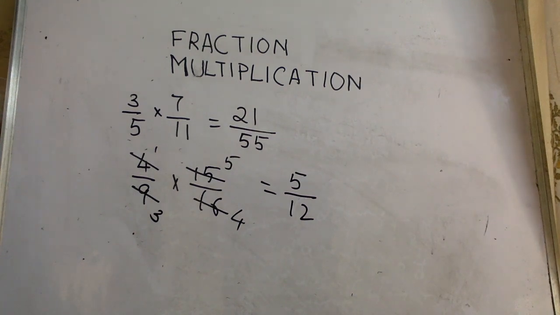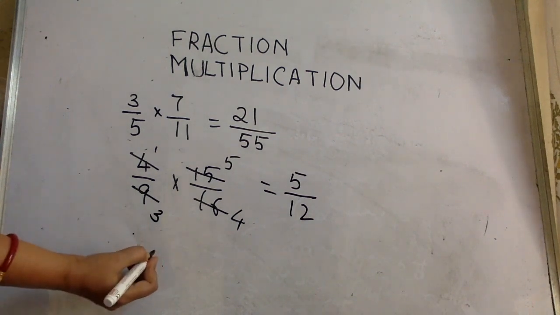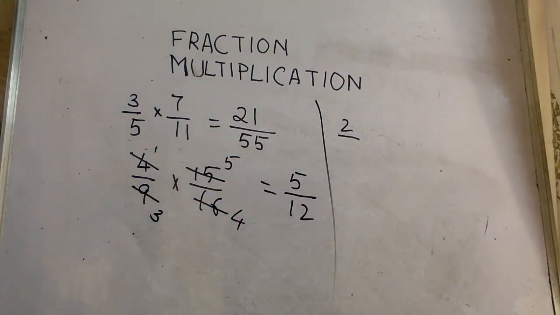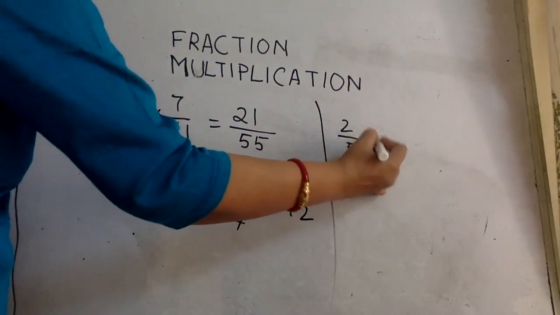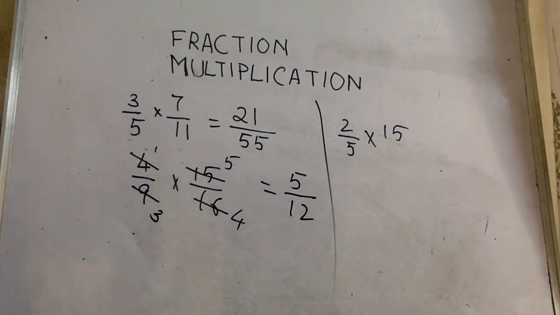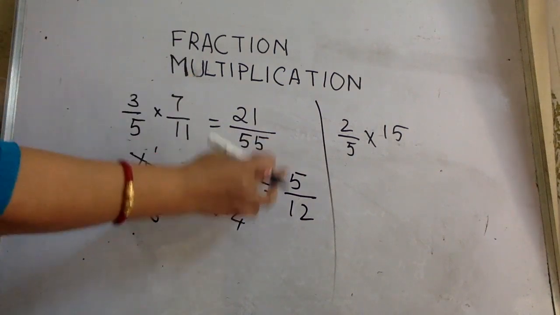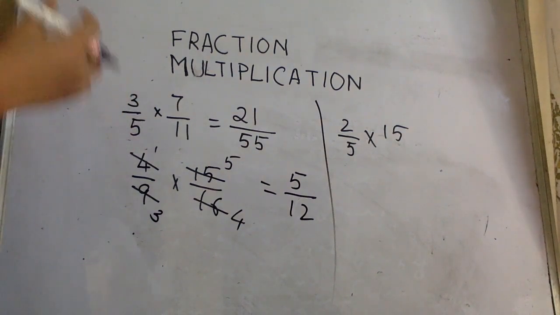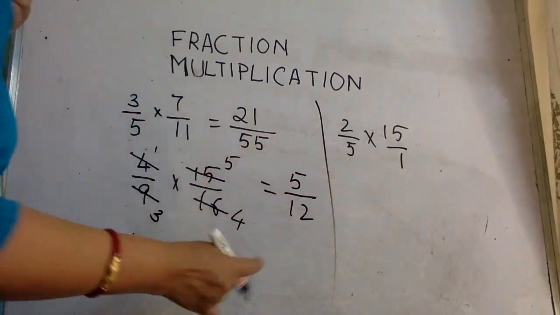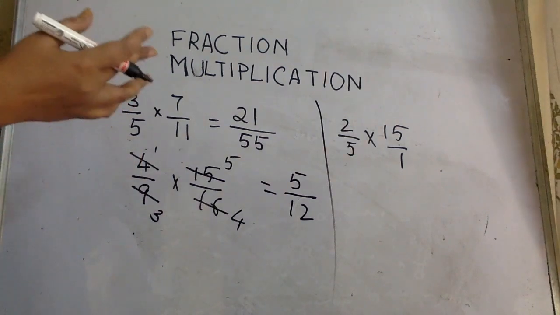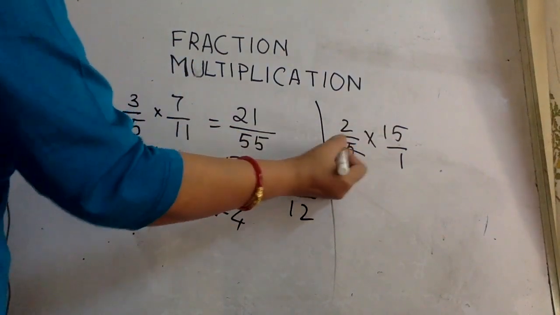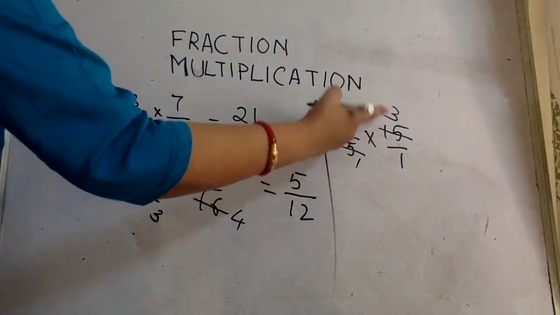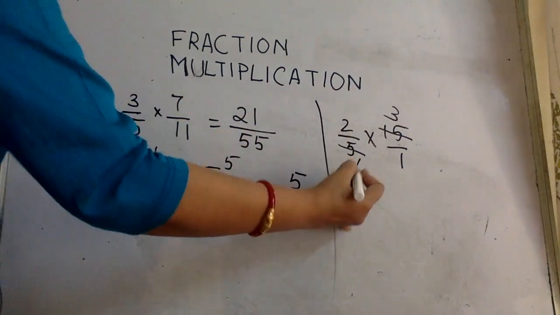Let me take up another one. Let's take 2 by 5 into 15. Now nothing to worry about in this sum. If you see this 15, it looks like it doesn't have a denominator. Of course, it has a denominator, that is a 1. If you want to put it, you put it. Even if you don't put it, nobody can mark you wrong. Now here 5 and 15 have a common factor. I have cancelled with a 5: 5 ones are 5 and 5 threes are 15. 2 into 3, that is a 6.